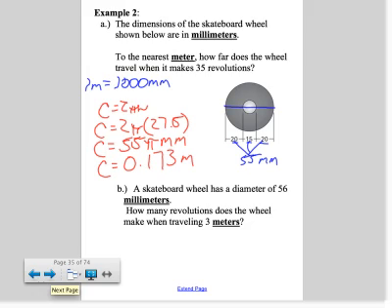Okay, and now the question is, to the nearest meter, how far does it travel when it makes 35 revolutions? So now I know what one revolution is. One revolution is this. Multiply that by 35, and my final answer here is going to be 0.173 times 35, 6.055 meters. You guys can do part B if you want on your own, and then we'll take questions on that tomorrow in class. Same process, same idea, just solving for something different, that's all.